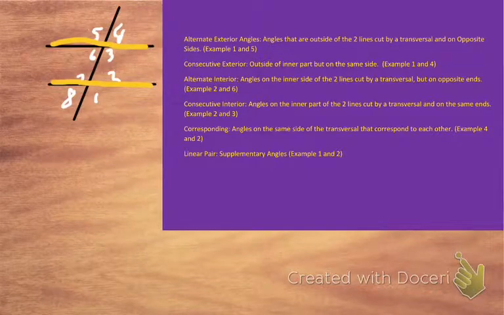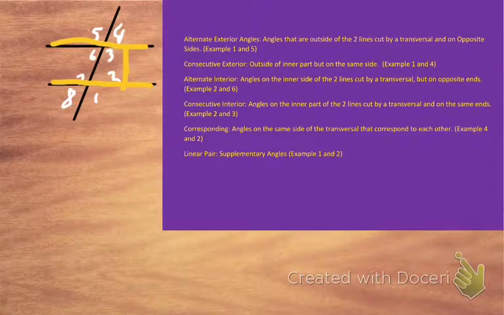Now we go with alternate interior, and that is when angles are on the inner side of the two lines. So it'd be like right here, on the inner part, and since they're alternate, they're on opposite ends. So a good example would be 2 and 6, like right here and right here. Then we have consecutive interior, and that is when angles are on the inner part of the two lines cut by a transversal and on the same ends. An example would be 2 and 3.